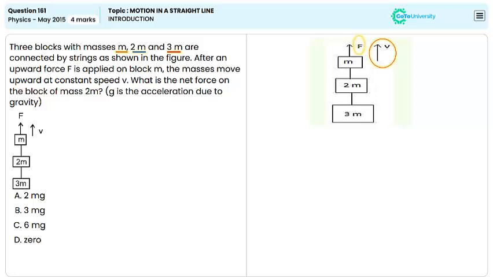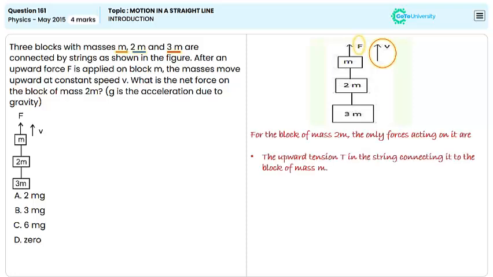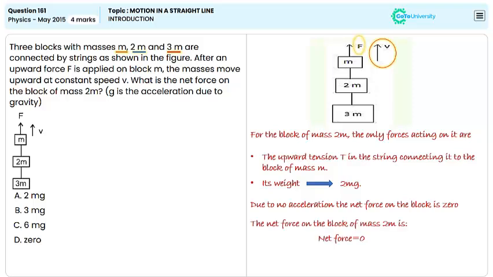For the block of mass 2m, the only forces acting on it are the upward tension T in the string connecting it to the block of mass m, and its weight, which is 2mg, acting downward. Since the net force on the block is zero due to no acceleration, the upward force T must exactly balance the downward weight of 2mg. Therefore, the net force on the block of mass 2m is 0.